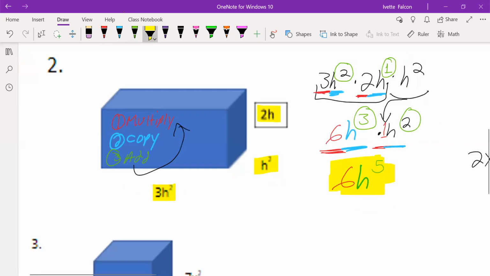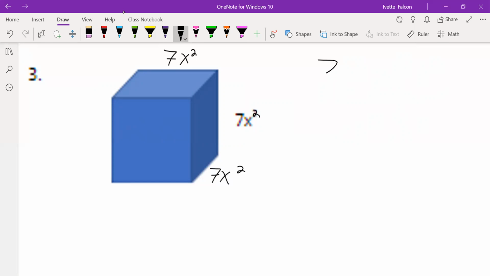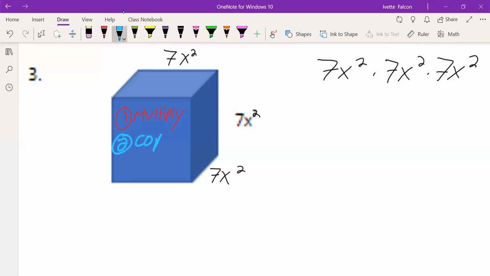And let's go ahead and take a look at one last one. So on here, again, we're gonna repeat our steps. We're gonna be able to find our volume by doing length times width times height. So on here, we're gonna do 7x to the power of 2 times 7x to the power of 2 times 7x to the power of 2. And to solve for this, I'm gonna go ahead and write my steps down again. We're gonna be using the same steps, which is to multiply our coefficients, copy the variable, and add the exponents.